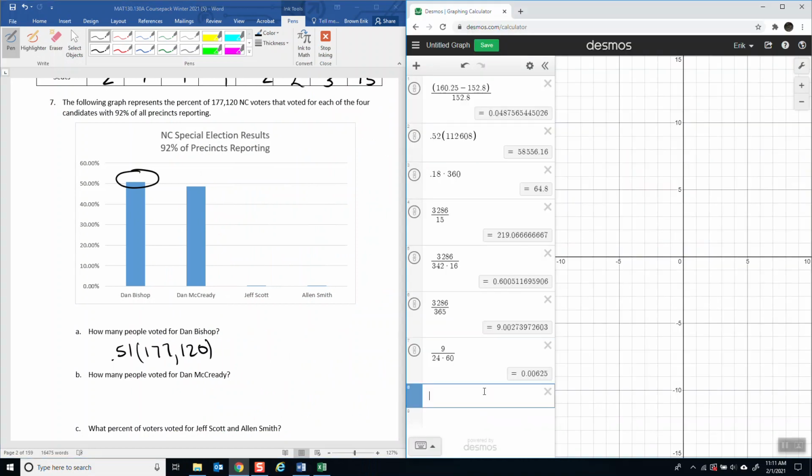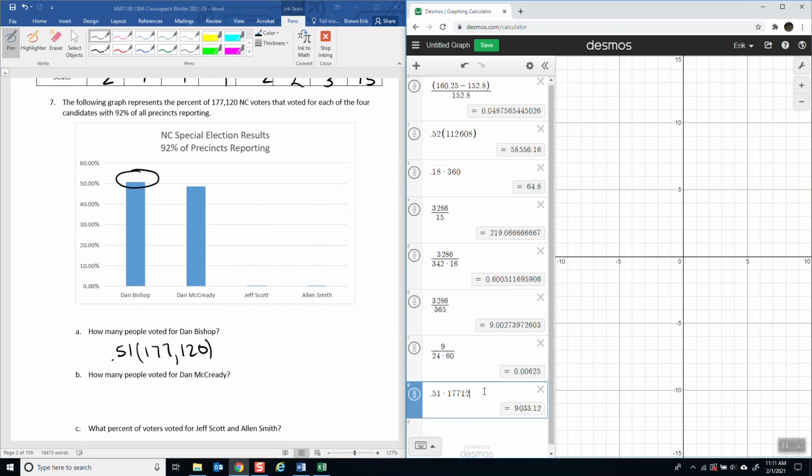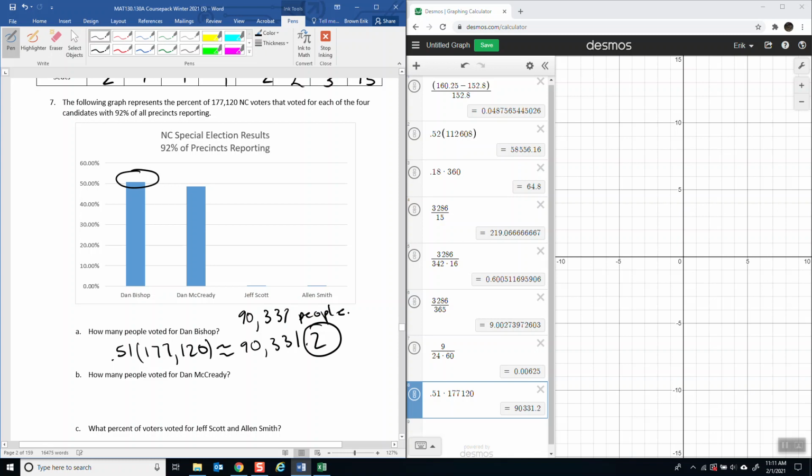It's close, right? So 0.51 times 177,120, that gets us 90,331.2. Now again, this is not possible, so the correct answer is 90,331 people or votes.